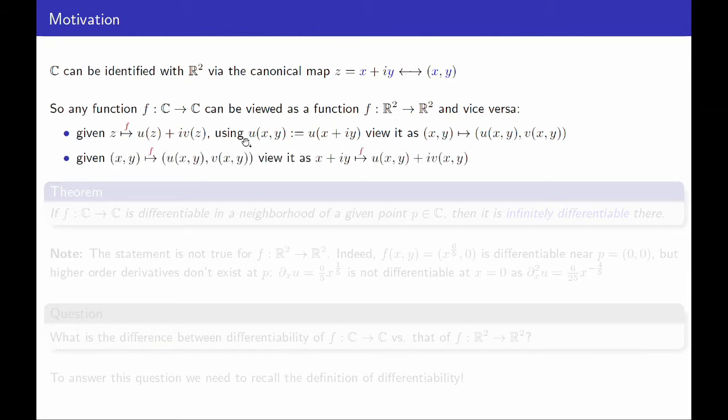And conversely, if we start with a mapping from R2 to itself that takes the vector (x, y) to the vector (u, v), we can view this as a mapping from C to itself that takes the complex number x plus iy to the complex number u plus iv.